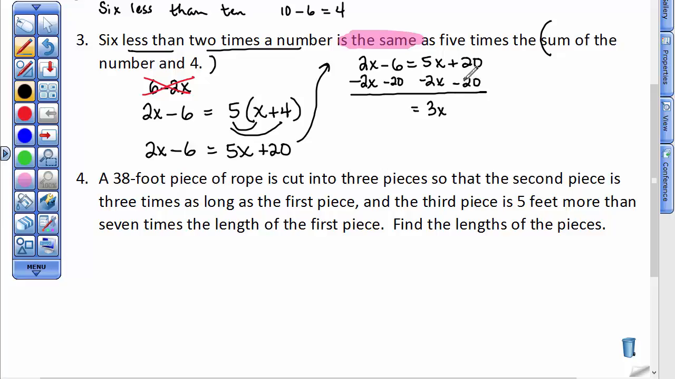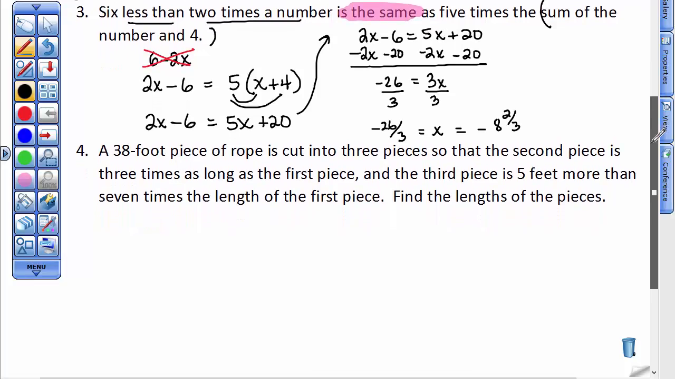The 20s are gone. These x's over here are gone. A -6 and a -20 combines to be a -26. And I divide both sides by 3. And don't be afraid of fractions for answers: a -26 over 3. Or, you know, that could be called a -8 and 2/3. So you could write it as a mixed fraction as well.